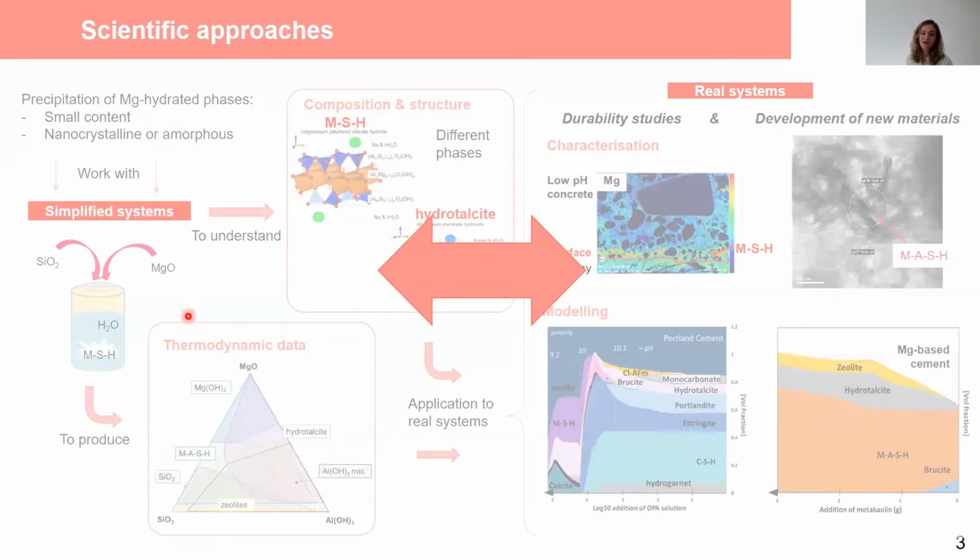And the goal of a simplified system is basically to understand the real system. Then we need to have some questions, some unknown answers. We need to find some questions to be able to feed the work in laboratories.